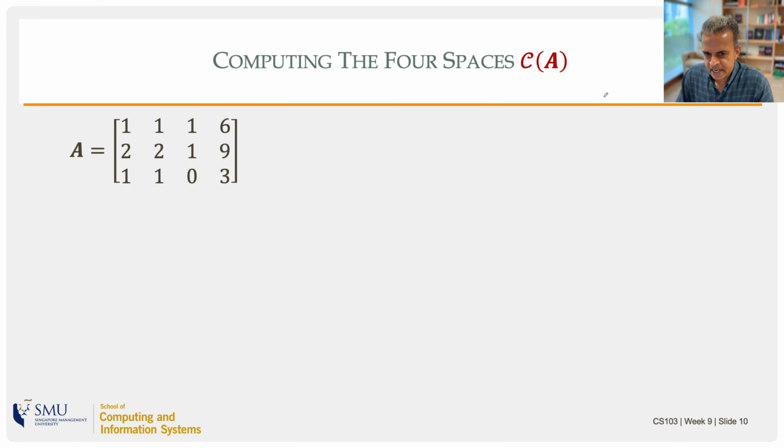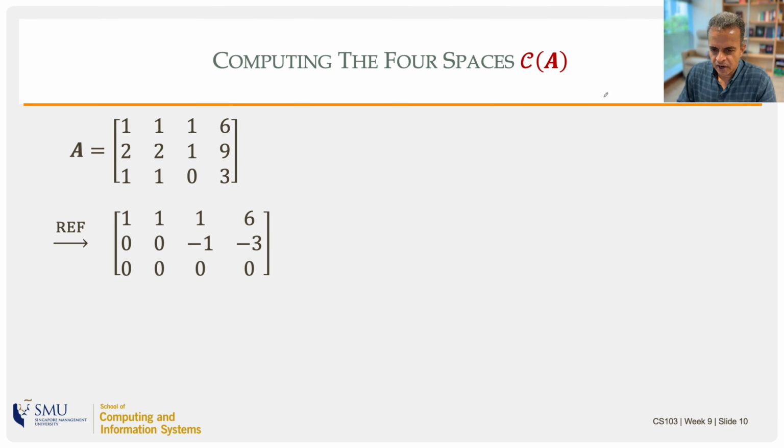One more example here: 1 1 1 6, 2 2 1 9, 1 1 0 3. So if you do the REF, you subtract 2 times the first row from the second row, you get 2 minus 2, 0, 2 minus 2, 0 again, 1 minus 2, minus 1, 9 minus 2 times 6, that is 12, that is minus 3, so you get that. Then you subtract the first row from the last row, you get 0 and 0 here, and then you have a minus 1 here at that point. Then you have a minus 3 here.